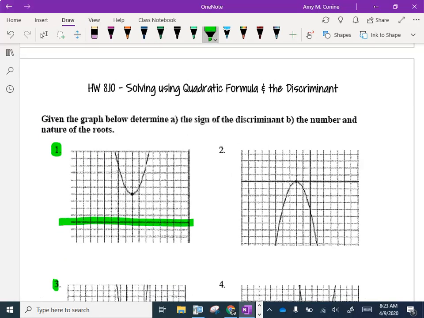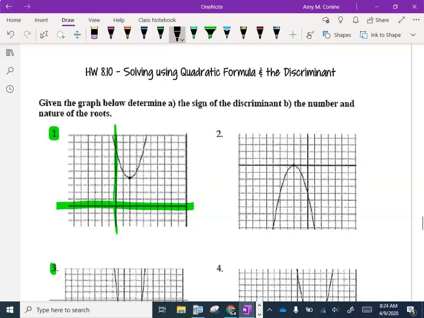Your x-axis is right here, your y-axis is right here. It's kind of hard to see on some of these, so just try your best to find it. So it says find the sign of the discriminant and the number and the nature of the roots. So you can tell by looking at the graph what the discriminant is going to look like. You don't need the A, B, and C to do that. So if I'm looking at my graph, it doesn't cross your x-axis. Okay, that's your x-axis. It does not cross it.